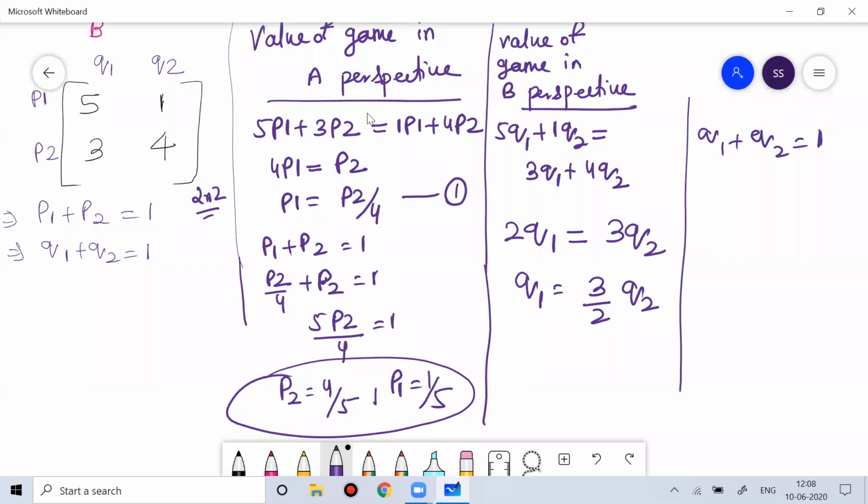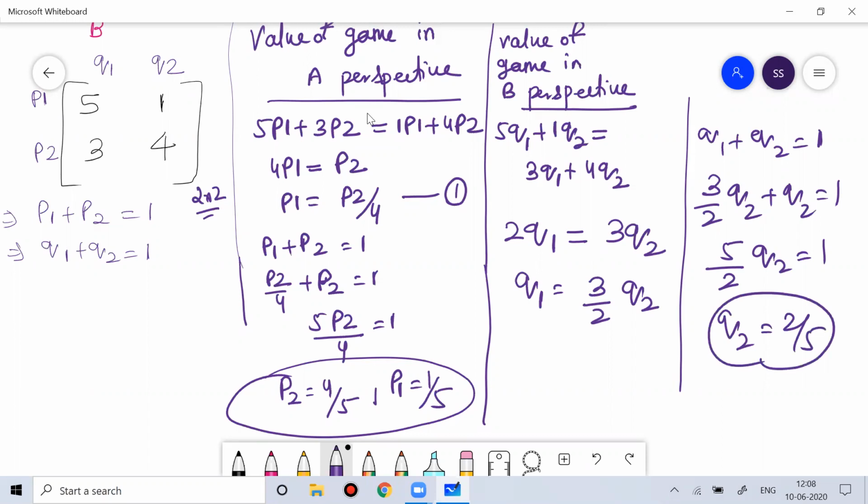So in place of q1, you can write 3 by 2 q2 plus q2 is equal to 1. So you can write this as 5 by 2 q2 is equal to 1. So q2 is equal to 2 by 5. If you get the value of q2 equal to 2 by 5, you can directly tell the value of q1 is equal to 3 by 5. So you can determine the probabilities of both A and B.